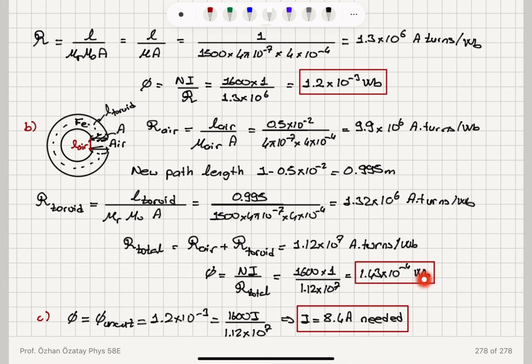So it's almost 10 times less than the value we obtained in the straight toroid with no air gap. We have to introduce a larger current, which is found by calculating the flux with the new current, 1600 I divided by the total reluctance, and we see that we need to increase the current almost an order of magnitude to see the same effect. So in order to get the same flux flowing through the air portion.